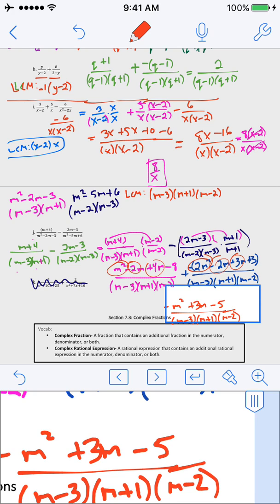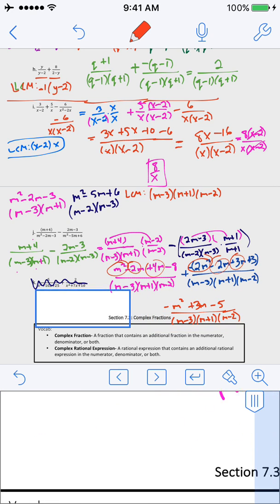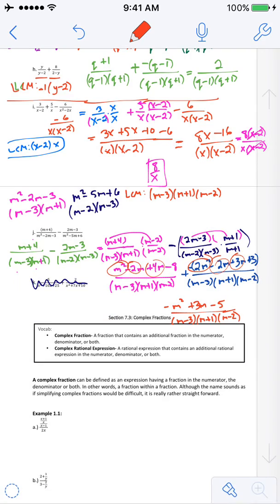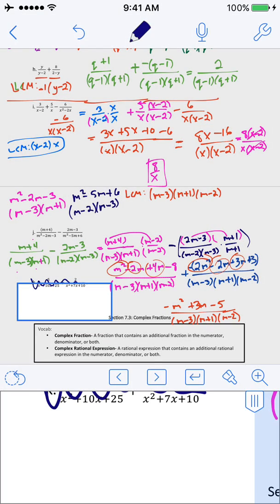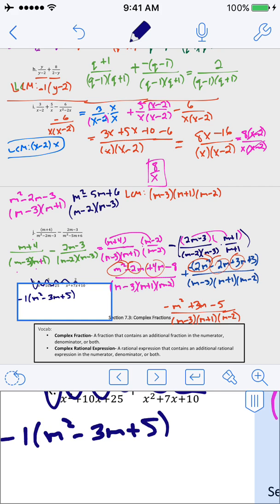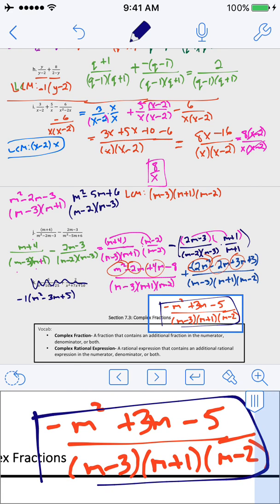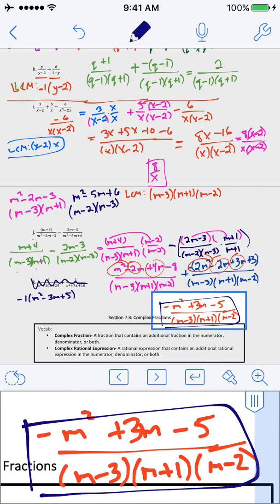Okay? I'm going to take some space over here for just a moment. I'm going to try and factor this guy up at the top to see if anything cancels. I'm not sure it will. If I take out a negative 1, I've got m squared minus 3m plus 5. Does anything multiply to 5 and add to negative 3? 5 and 1? No, it does not. Since the top one is prime, this is my final answer.